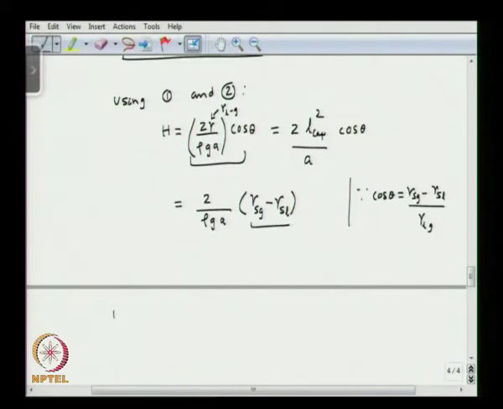So, now if you take an example, let us consider a PMMA channel and let us say 100 micron radius.